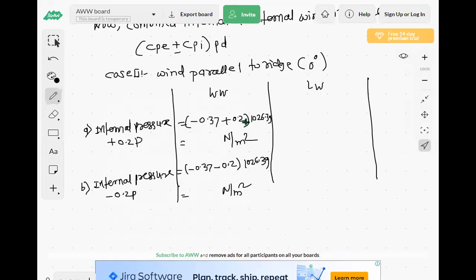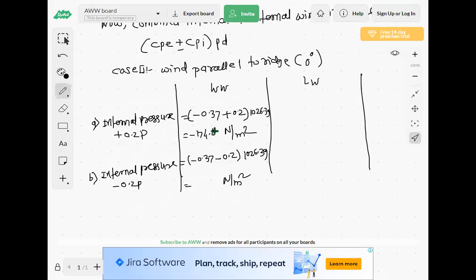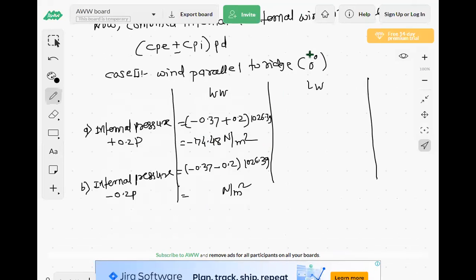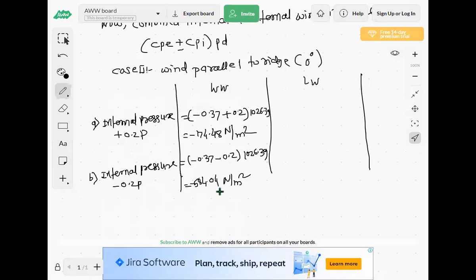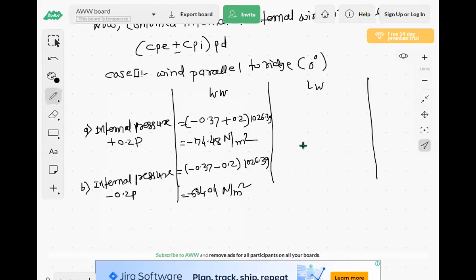So minus 174.48. This answer is minus 174.48. Second answer is minus 584.04. Correct. Okay. So this is windward coefficients for 0 degree.